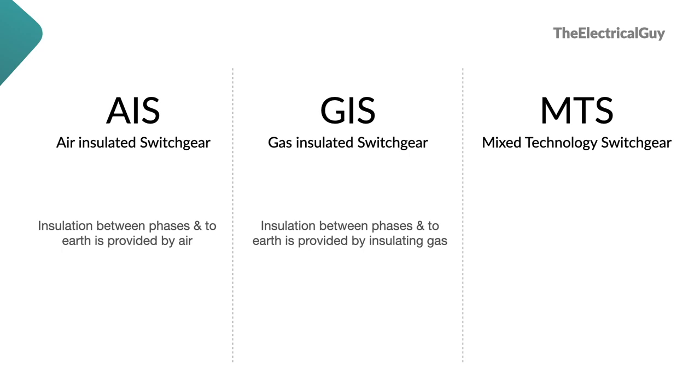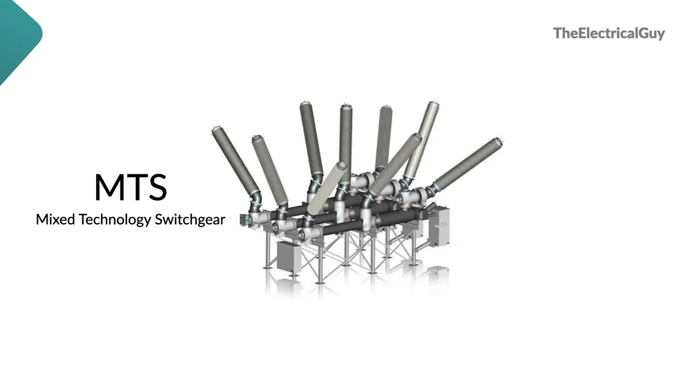Now let's see what mixed technology switchgear or hybrid switchgear is. Of course, as the name suggests, it is the combination of AIS and GIS switchgear. This is hybrid insulated switchgear, where the bays are made up from a mix of AIS and GIS technology components. So there will be, let's say, the breaker, isolator, current transformer, and voltage transformer made up of GIS, but the busbars will be open to air, so that is the part of AIS. Such mixed technology is called hybrid switchgear or mixed technology switchgear.